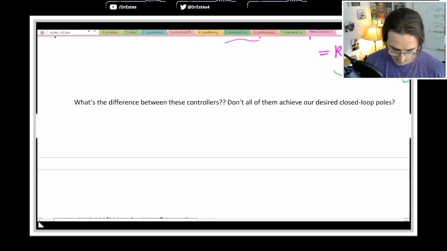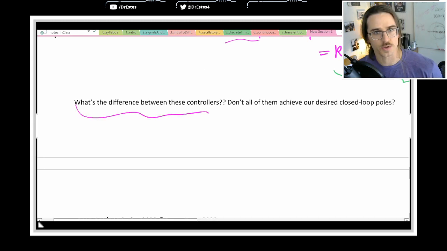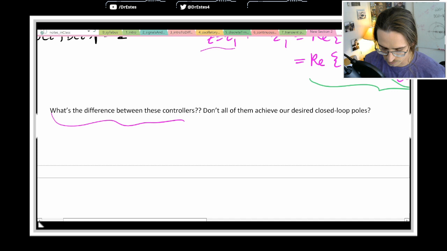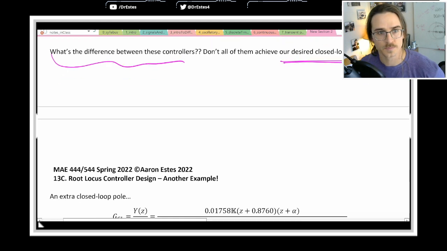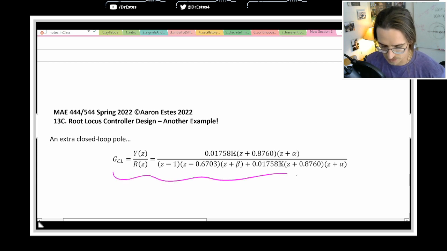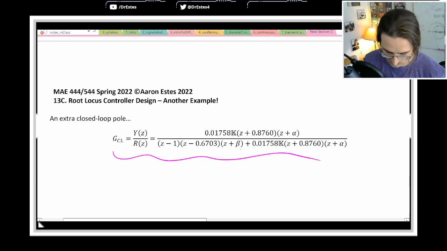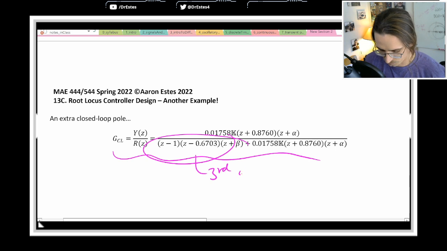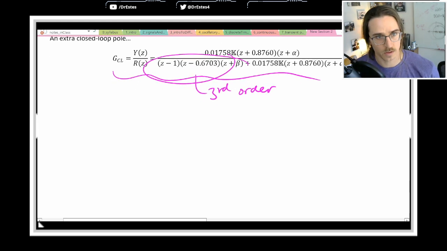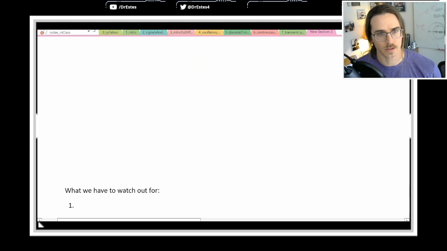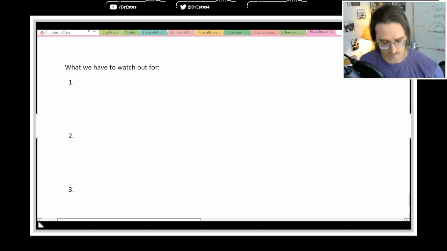So I pose this: what's the difference between these controllers? Don't they all achieve the desired closed loop poles? Yes, they give us the 2 desired closed loop poles, but the problem is they give us an extra pole that we didn't explicitly account for. All this is saying is, you see 3 Z terms here. It's third order, so there's going to be 3 roots. So we've already seen this. But I think down here, I made a list of what we have to watch out for.